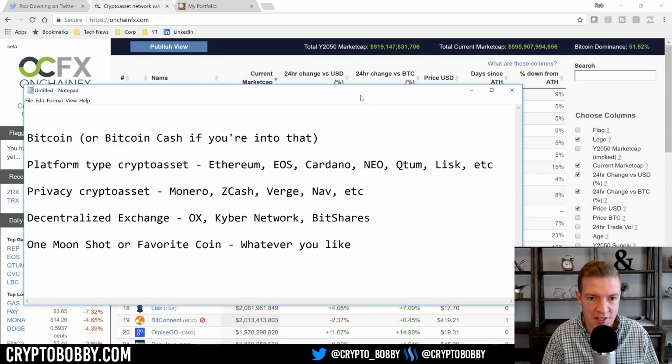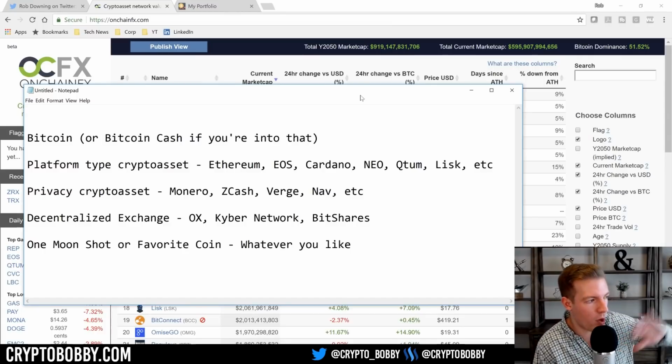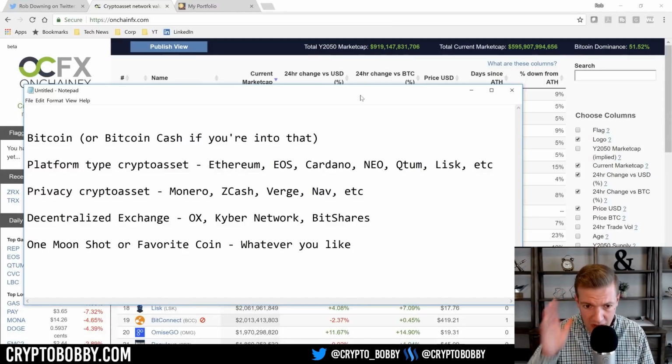The first thing I would say is a lot of people go out and they see Bitcoin going through the roof, and they say, okay, Bitcoin's 18 grand. I missed the boat. I'm never going to get any returns on Bitcoin, so I'm just going to throw all my money in these tiny little altcoins. I would say that probably isn't the best idea.